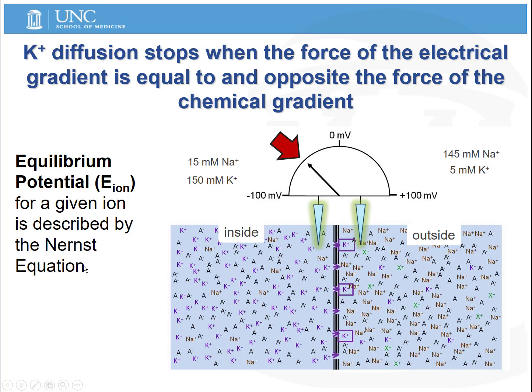It's also important to note here that at the equilibrium potential, the overall concentration of potassium inside and outside has not changed. And that's because very few ions actually have to diffuse across the membrane to reach this equilibrium potential. So there's not a measurable change in ion concentration.